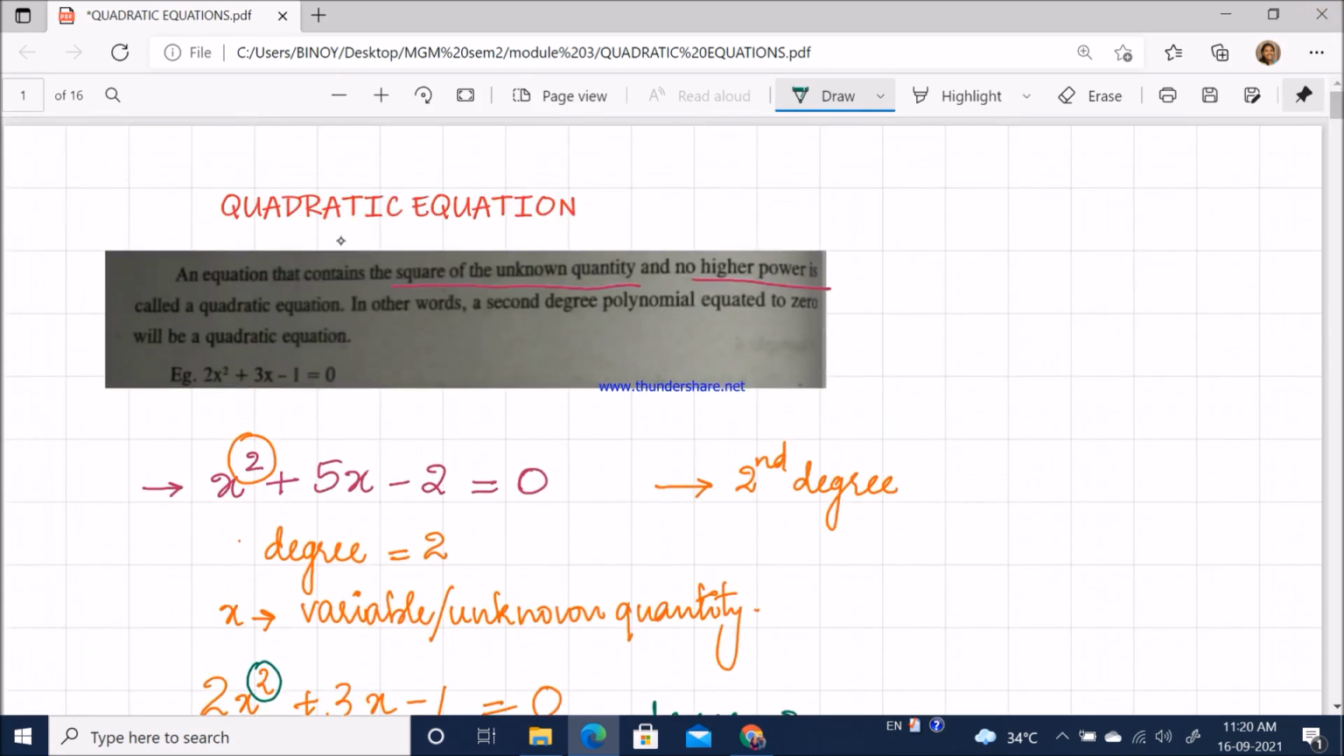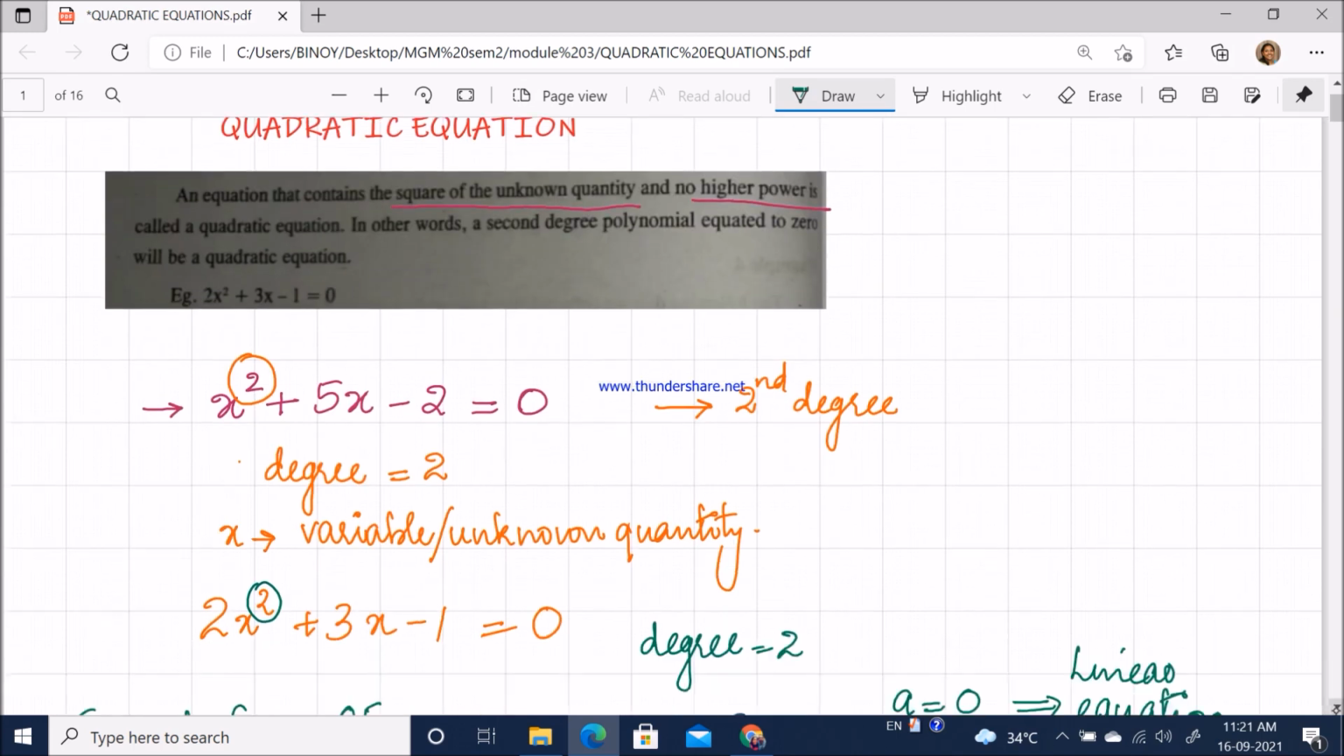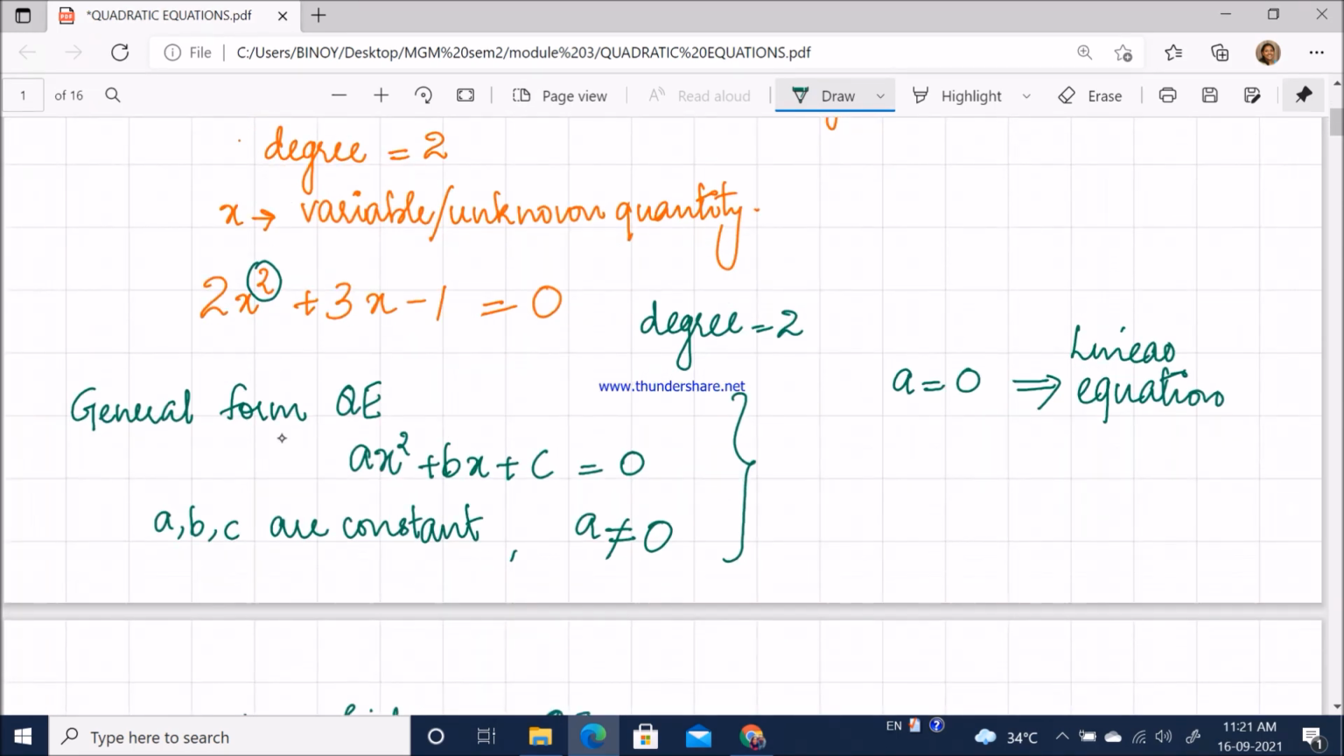So initially we learned about the definition of a quadratic equation. A quadratic equation is a second degree polynomial always equated to 0, and the general form of a quadratic equation is ax square plus bx plus c equal to 0, where a, b, c are constants and a is not equal to 0.